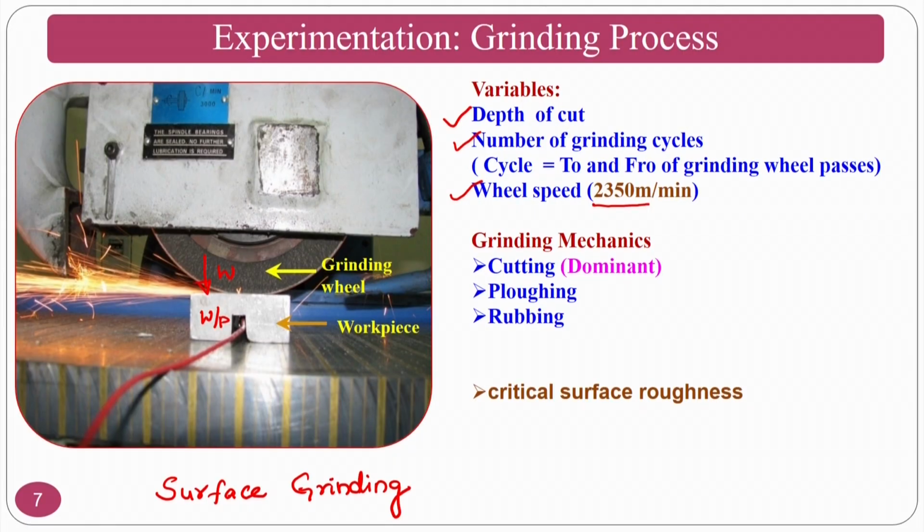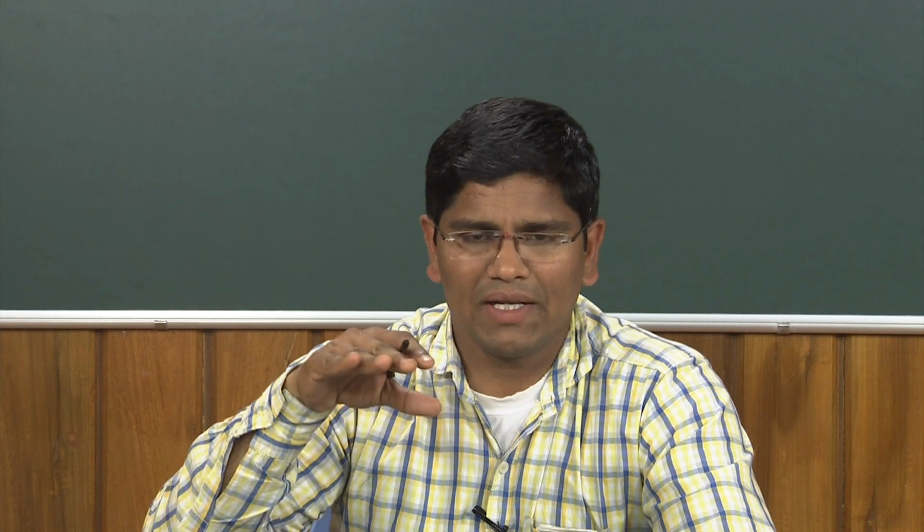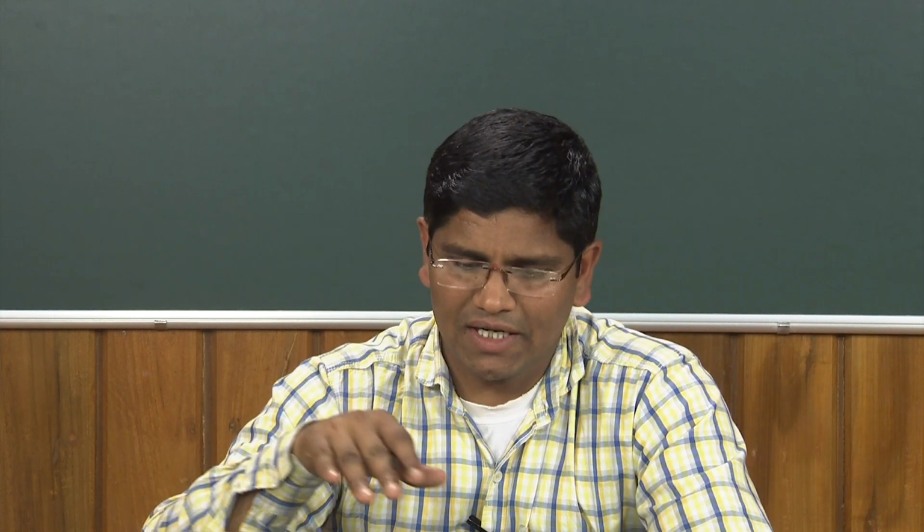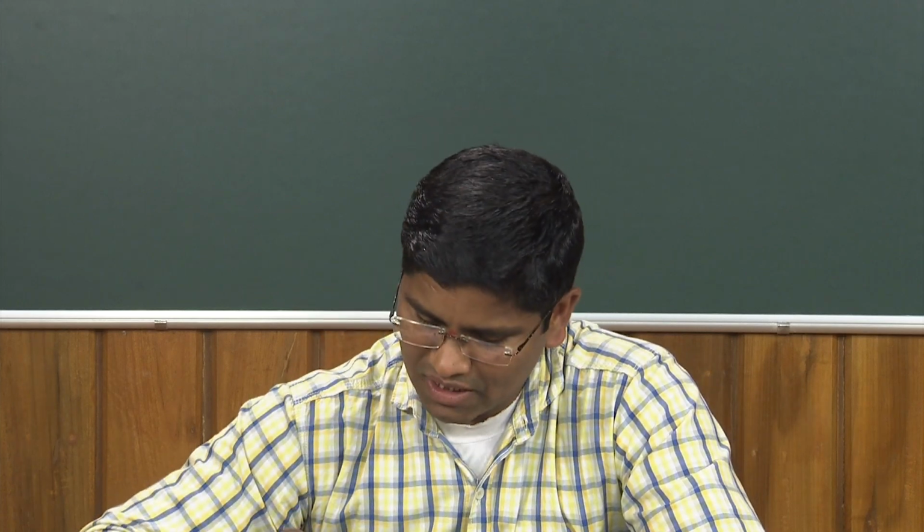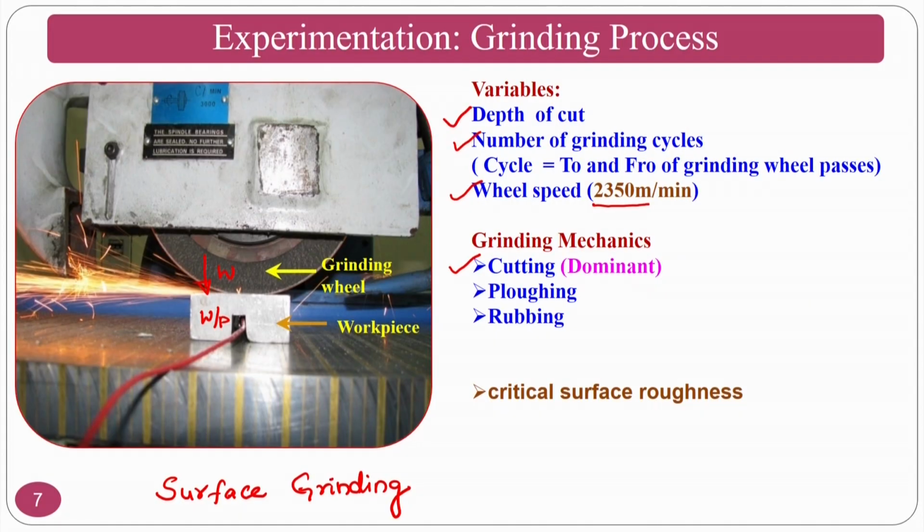If you see the three mechanisms of material removal, one is cutting or shearing of the material, which is dominating here. The cutting of the material is nothing but, if you have sufficient depth of cut, the abrasive particles will shear the surface and take the chip. That is the cutting or shearing operation. Normally this is the dominant mechanism of material removal in the grinding process.